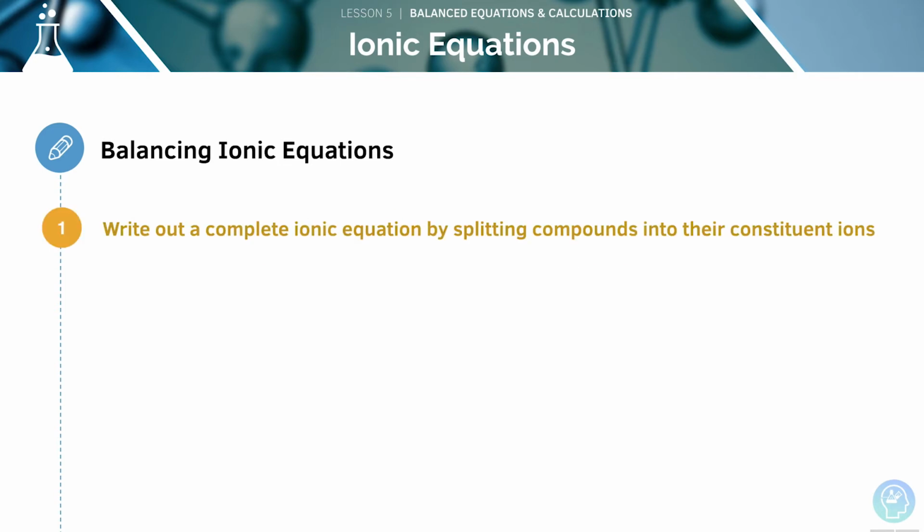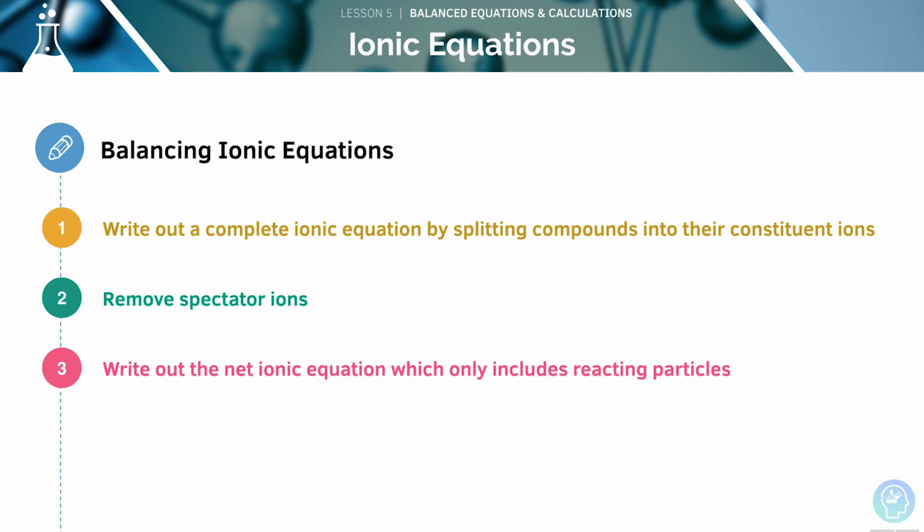First of all, we must write out a complete ionic equation by splitting the compounds into their constituent ions. Next, we must remove spectator ions. These are ions that do not change state and so do not participate in the reaction. Finally, we can write out the net ionic equation, which only includes reacting particles, or in other words, the spectator ions have to be removed.